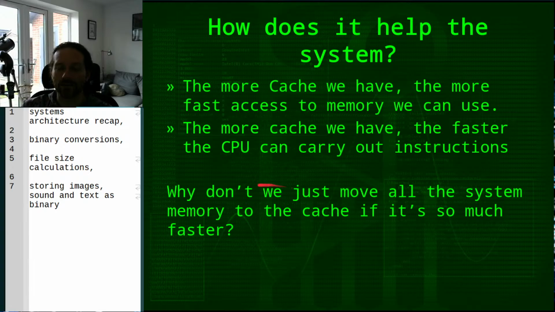Obviously the cache is not big enough to move all of the system memory to the cache, and also having too much cache can actually slow things down. Because if you've got one post-it note, it's easy to scan through the information on that one post-it note. If you've got a whole book full of post-it notes, it's going to take time to look through that stuff. Sometimes it's just going to be quicker to go to the big book where it's easier to look the stuff up.